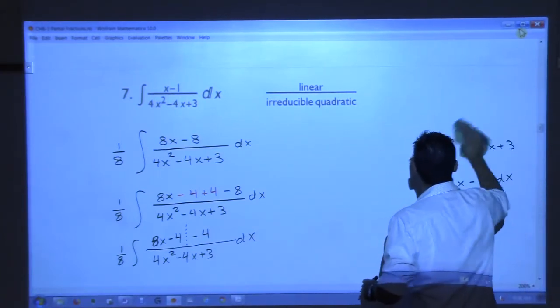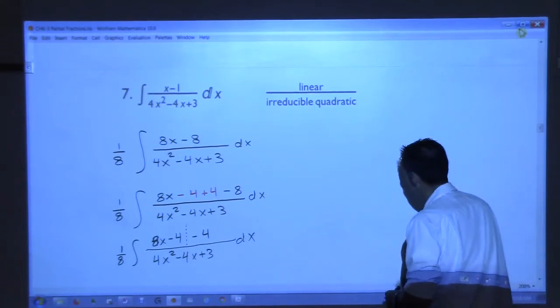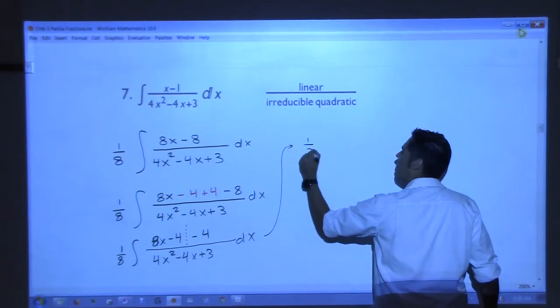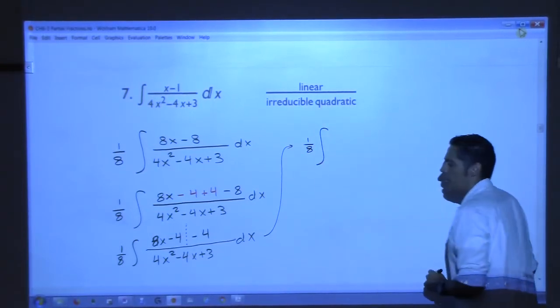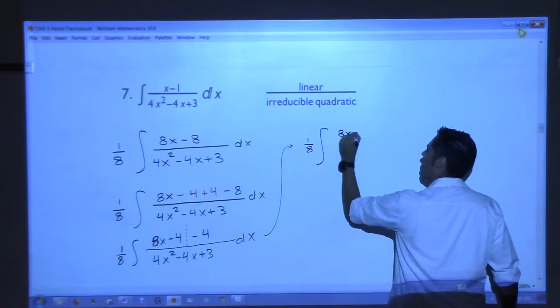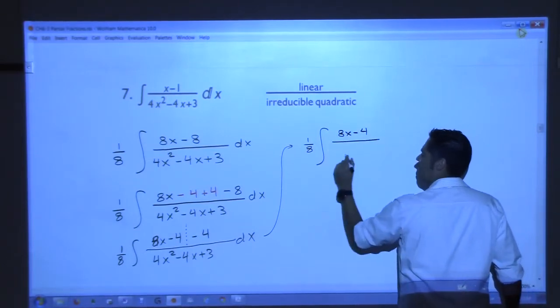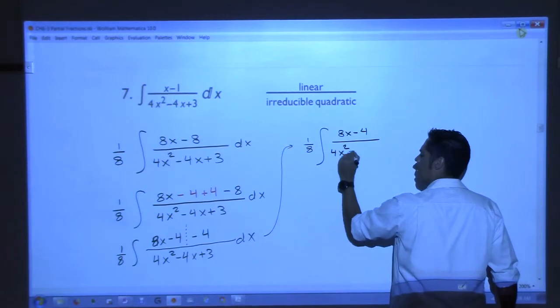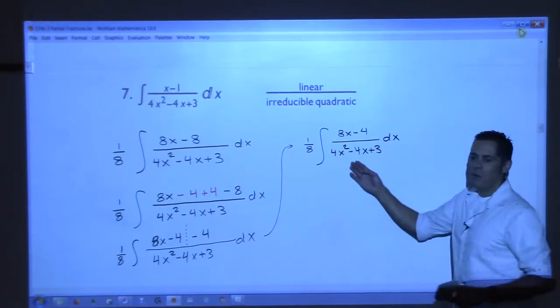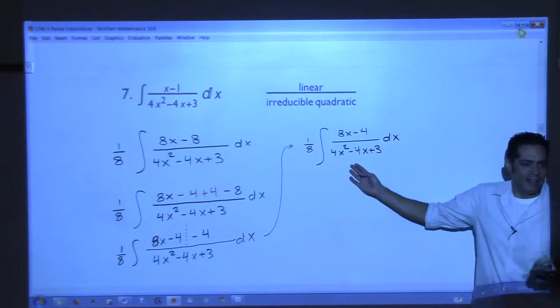So what would happen if I split this into 2 different integrals? I would have 1/8 integral, and my first integral is 8x minus 4 over the denominator, 4x squared minus 4x plus 3 dx. And I know this integral is going to be nice, right? I designed it that way.